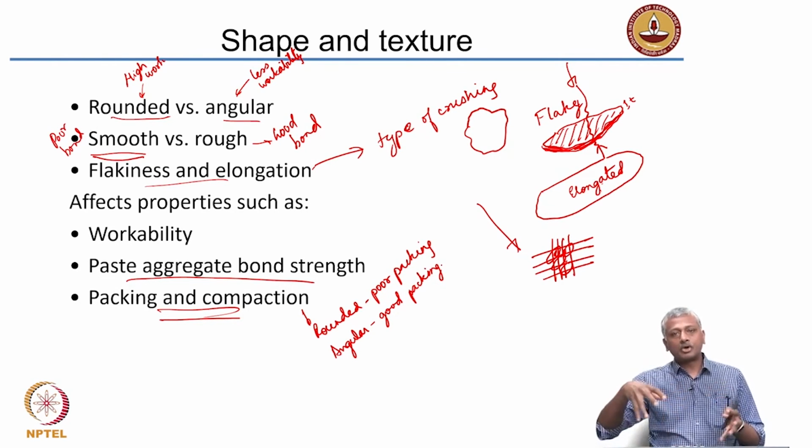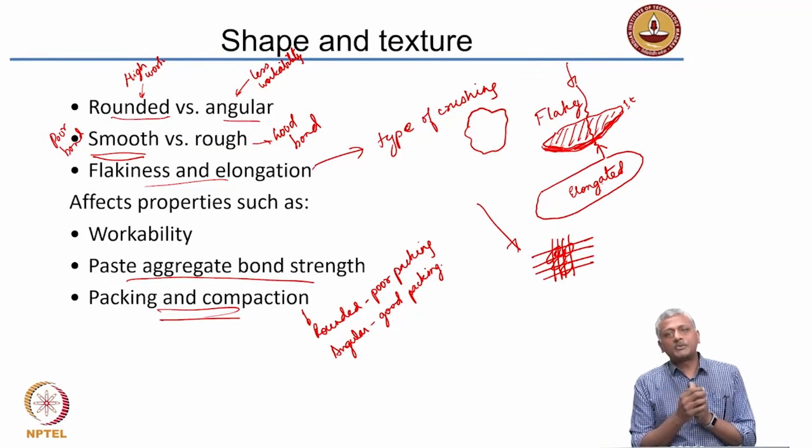So, when these marbles occupy positions, they will have a lot of voids between them, a lot of gaps between them. The same thing you try to do with irregular pieces of stone, you will see that you will be able to fill in a larger volume of the container with the stone. Okay. That is naturally because the angular material simply goes into gaps quite easily, whereas the rounded material is not able to do that.